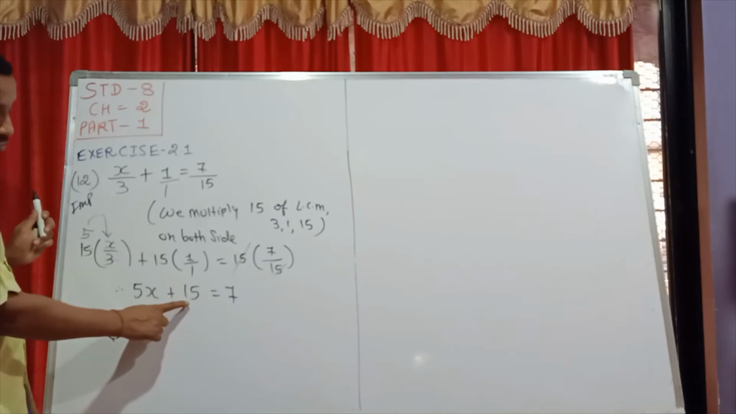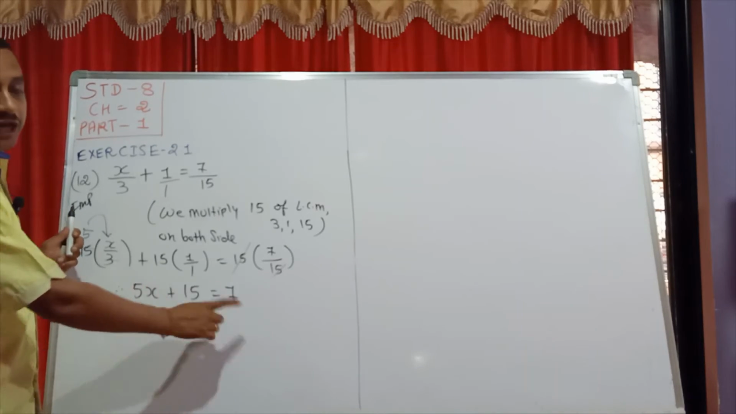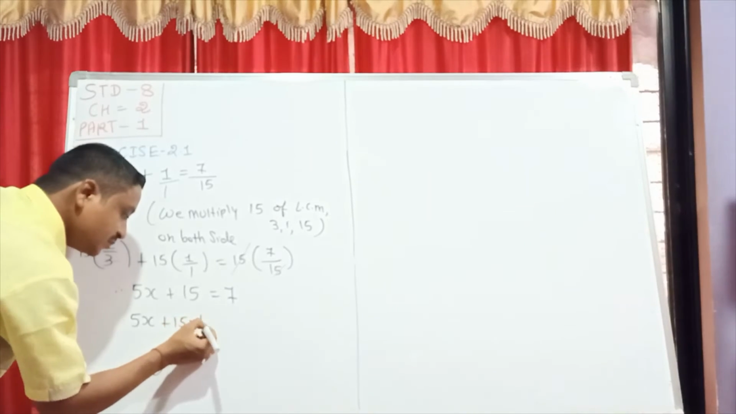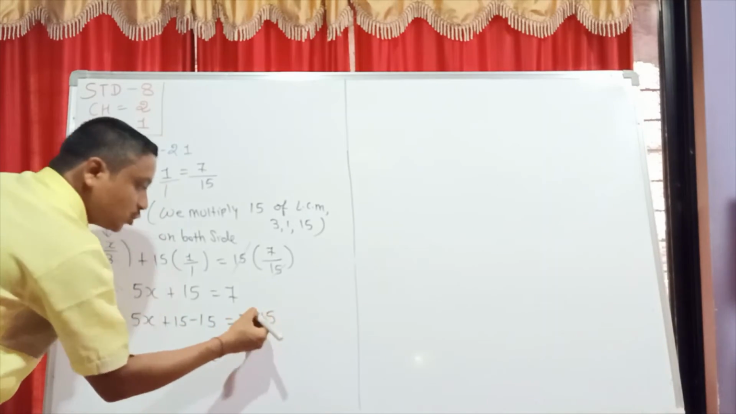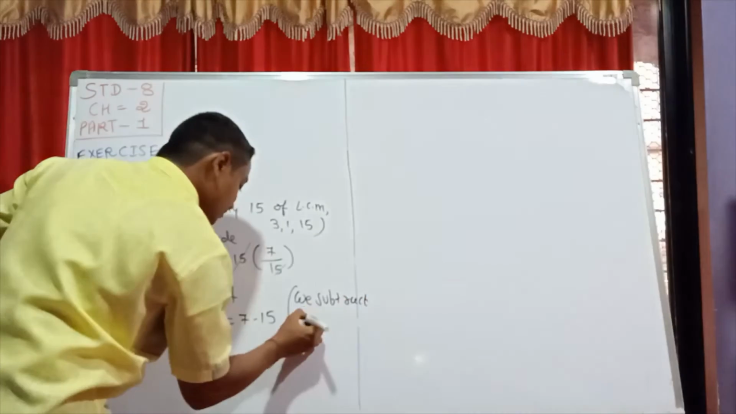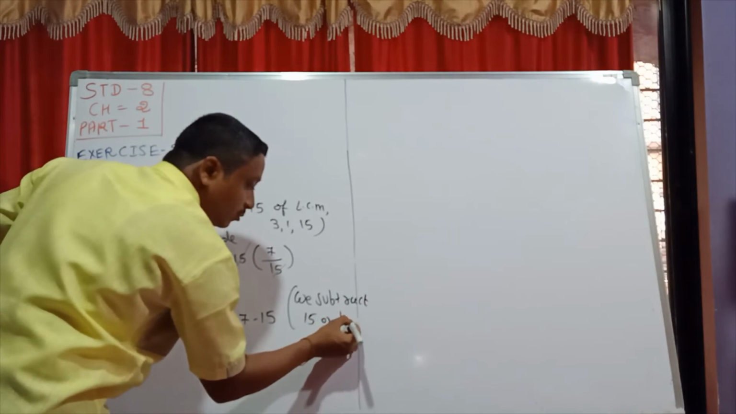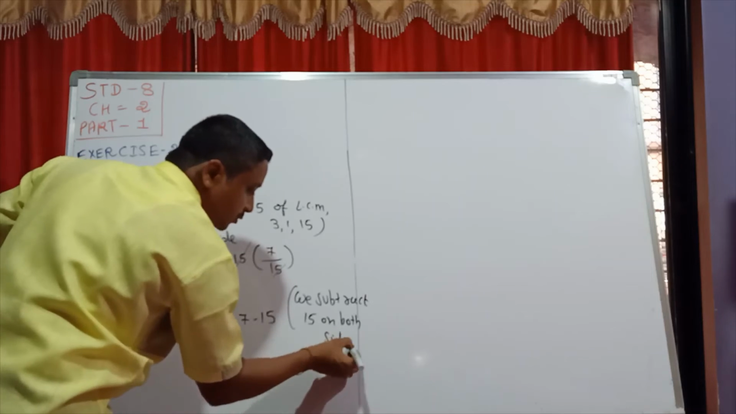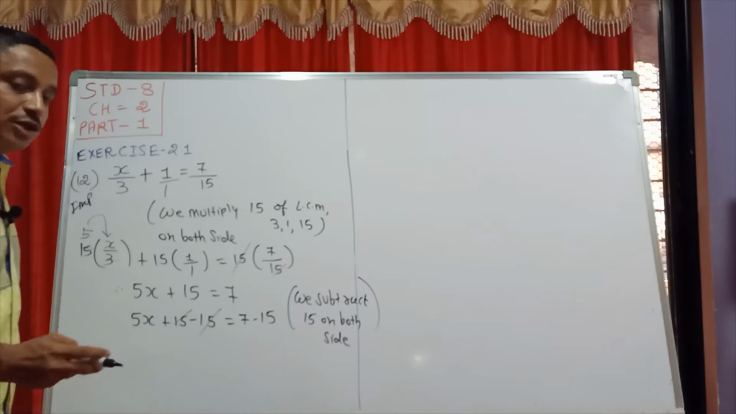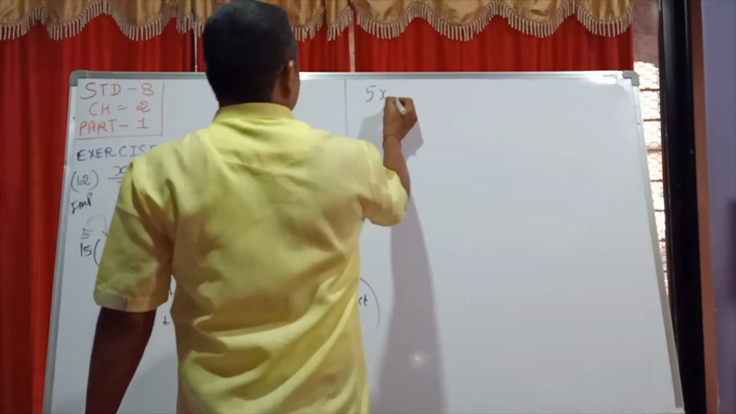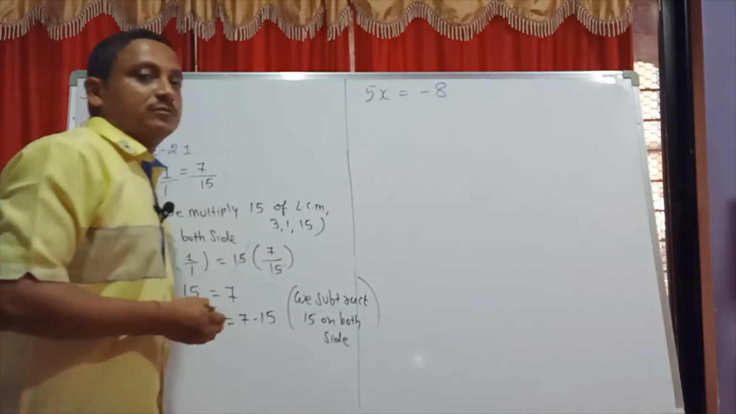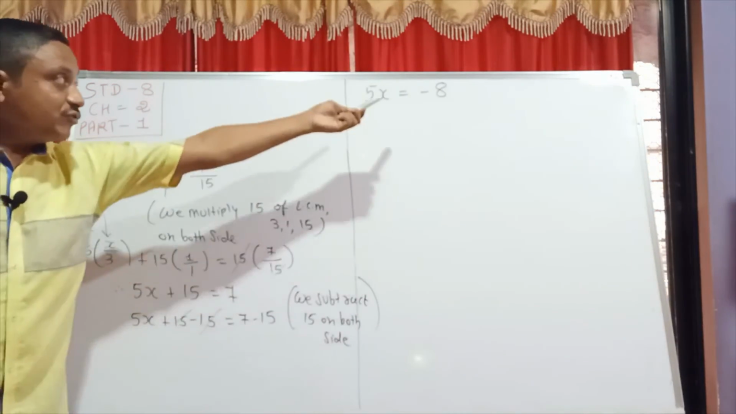Now I am removing this plus 15, taking subtraction on both sides. So 5x plus 15, and 15 subtracted, and show out here we subtract 15 on both sides. Students, compulsorily show your applications. Now 15 and 15 are gone. You have only 5x is equal to how much? Yes, 7 minus 15, which is minus 8.